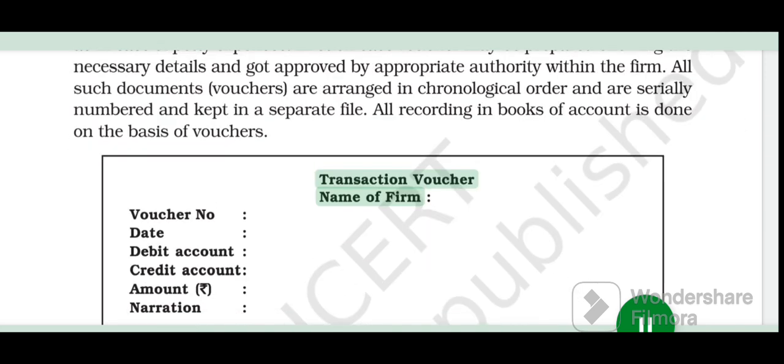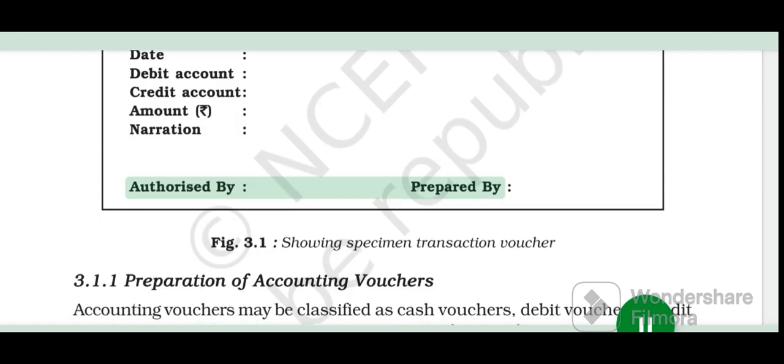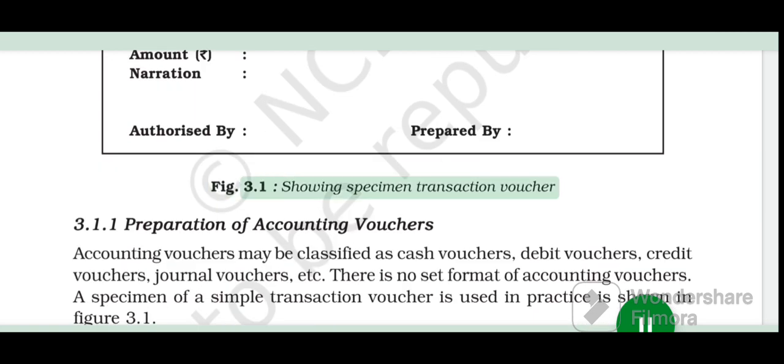Transaction voucher. Name of firm. Voucher no, date, debit account, credit account, amount, narration. Authorized by, prepared by. Fig. 3.1, showing specimen transaction voucher.